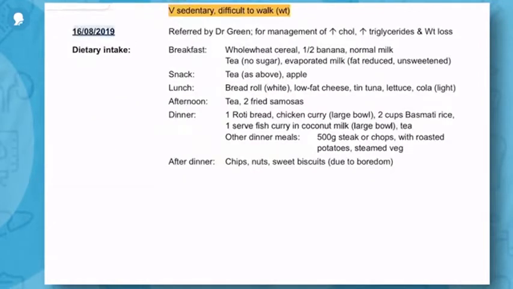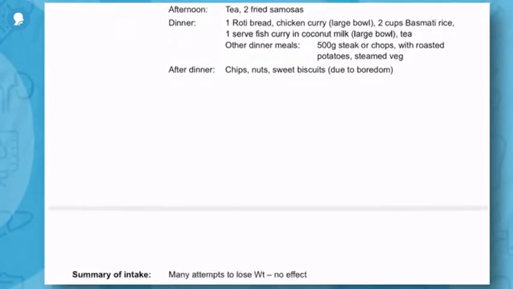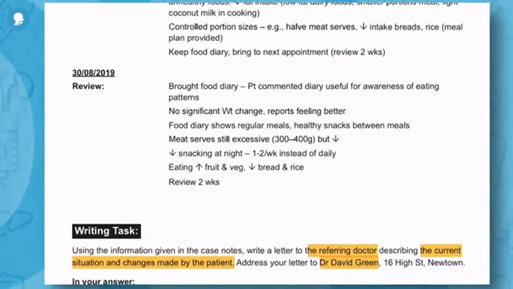The next heading is a date. So I skimmed down this column to get a sense of the timeline, which is going to be an important point for me to clearly communicate Mr. White's history to the reader. I can see that he's had 2 visits to the dietitian about a fortnight apart.